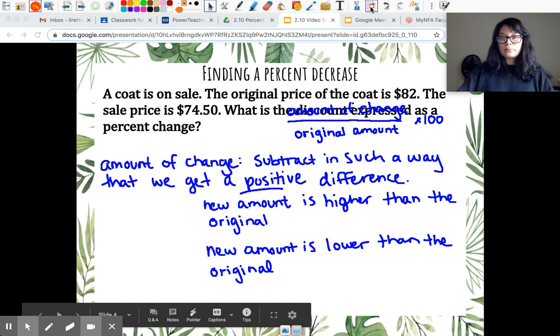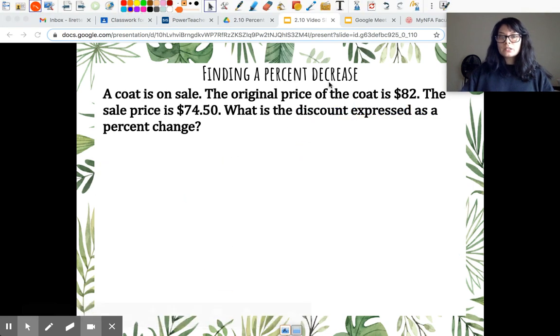So let's do an example here, and we're explicitly told that this is going to be a percent decrease, so we don't have to provide that part of the answer. It says a coat is on sale. The original price is $82. The sale price is $74.50. What is the discount expressed as a percent change? So in previous problems, we were given the percent change and we had to find the selling price. Here it's the other way around. We're given the selling price and we want to know, what was the discount? How much was it on sale for in terms of a percent?